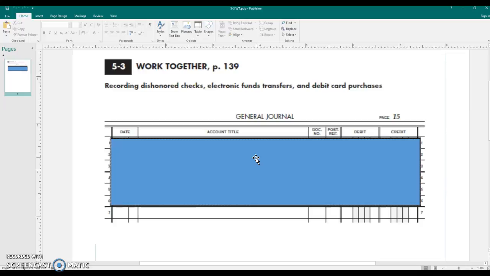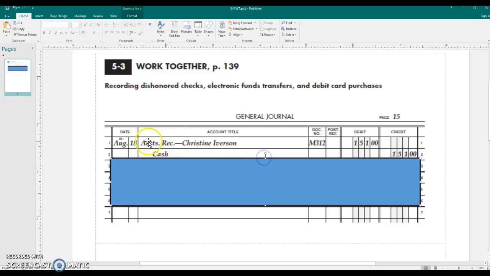In your books, August 18th, you received notice from the bank of a dishonored check from Christine Iverson, $126, plus $25 fee for a total of $151, memorandum number 312. Since they paid us and it bounced, something happened so it didn't go through. We don't get that money, so now they charge us a fee. August 18th, accounts receivable, Christine Iverson, M312, 151. Cash, 151. Don't forget to put your page number up here, 15.